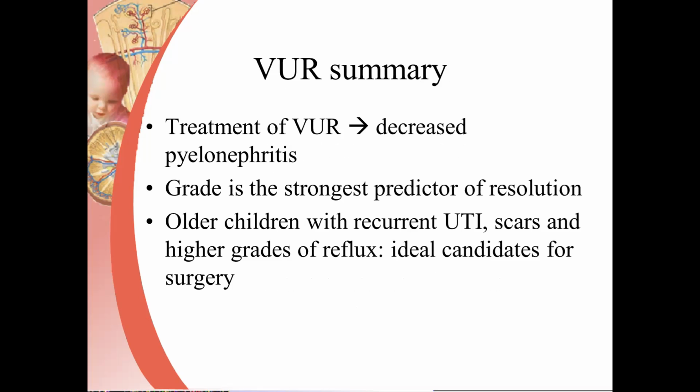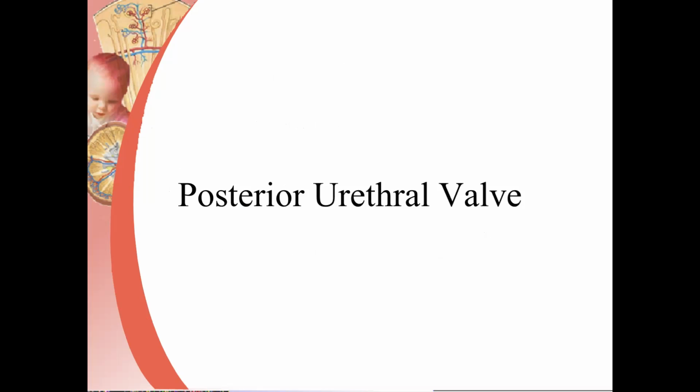So to summarize, the treatment of vesicoureteral reflux can lead to decreased number of pyelonephritis. It may not decrease the scar, but it definitely decreases the hospital admissions for recurrent febrile episodes and pyelonephritic illnesses. So that is an advantage of treating VUR. Now, grade is the strongest predictor of resolution. The older children with recurrent UTI, scars, and higher grade of reflux, these are the ideal candidates for surgical or endoscopic interventions. So, if somebody presents at the age of 5 with multiple scars and history of recurrent urinary tract infections, then I wouldn't start them on antibiotic prophylaxis or medical management. And they are probably ones where if the reflux is present on VCUG, that is not going to disappear. So that's probably something which needs intervention.